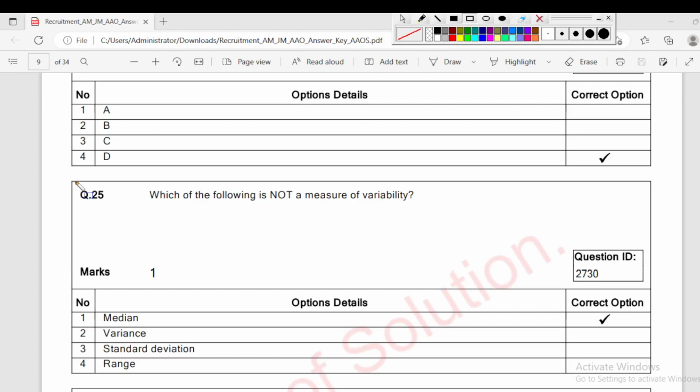Question number 25. Which of the following is not a measure of variability? Option 1 median, option 2 variance, option 3 standard deviation, and option 4 range. Option 1 is correct. Median.